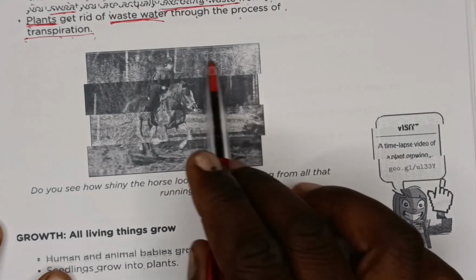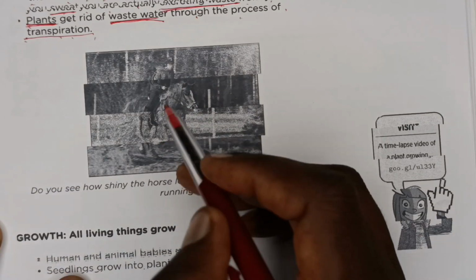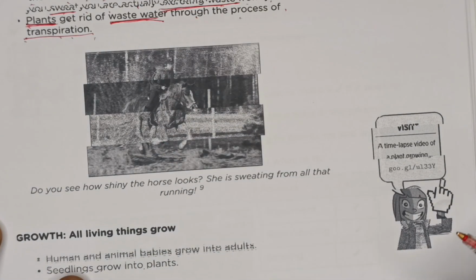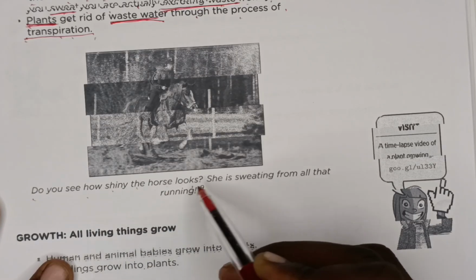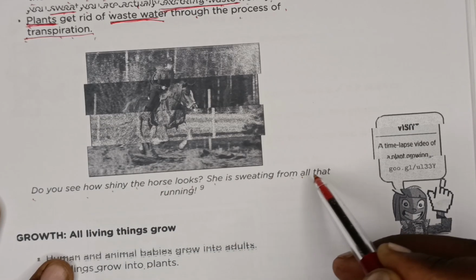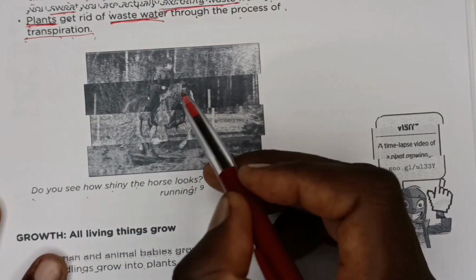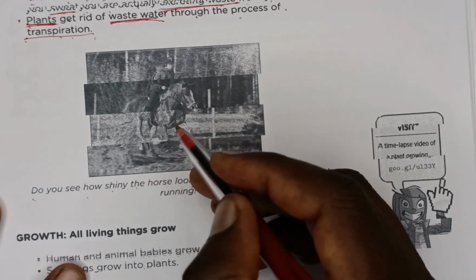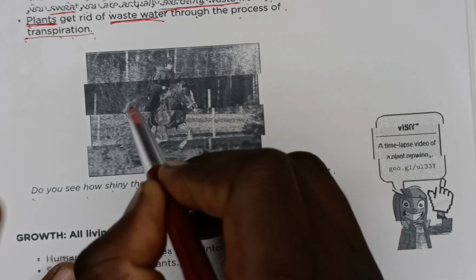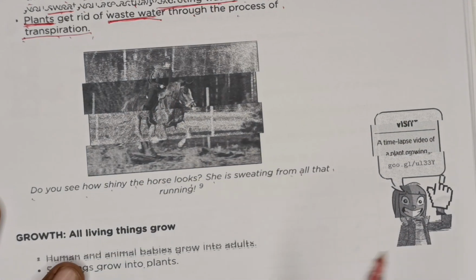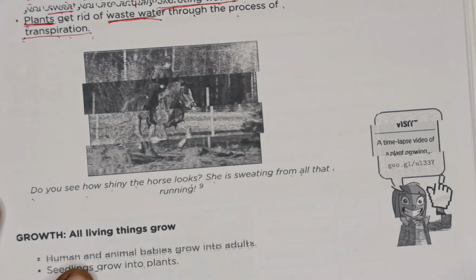So we have got a picture of a horse here. This horse seems to be very active. It is running and it has got a jockey on it. Do you see how shiny the horse looks? She is sweating from all that running. Unfortunately, I apologize again, my pictures are not clear. If they were clear, you would be able to see that the horse is shining, and that is because of the sweat.